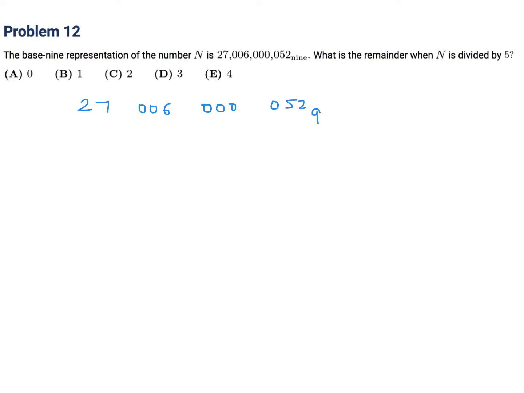All right, well, in base 9 or any base, this would be 9 to the power of 0, 9 to the power of 1, 9 to the power of 2, and so on. So I will just write out the exponents first, and then we'll try to figure out what this actually is. So this number here in base 9 would be 2 times 9 to the power of 10, plus then 7 times 9 to the power of 9.